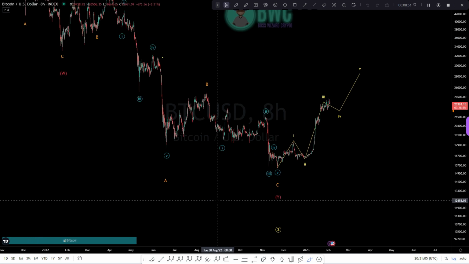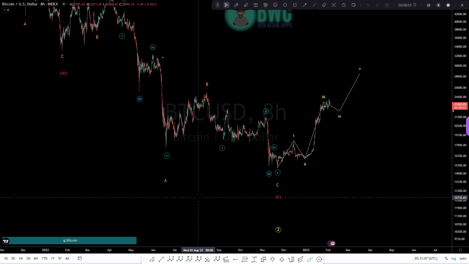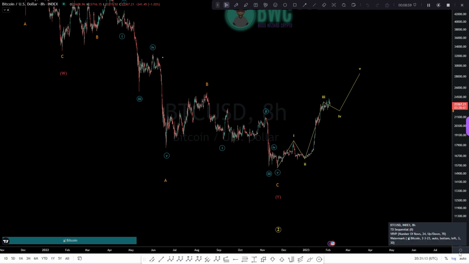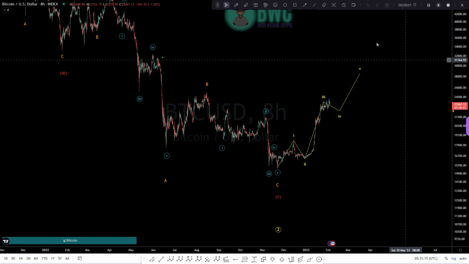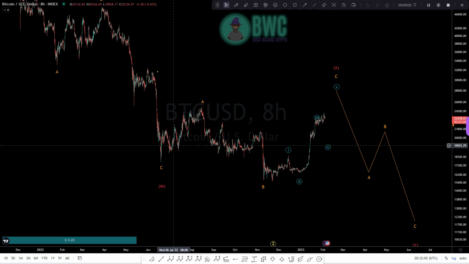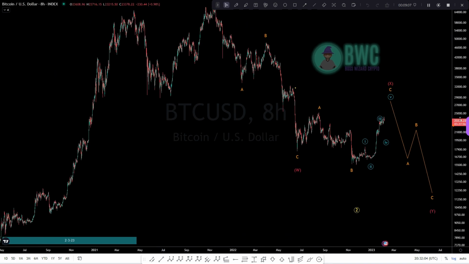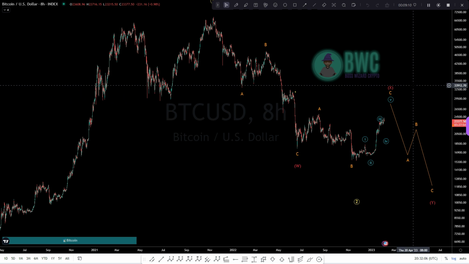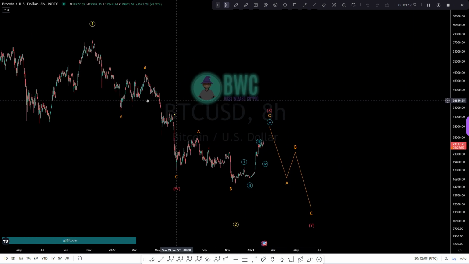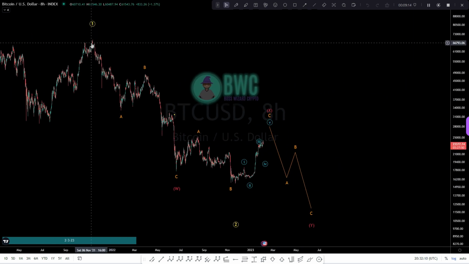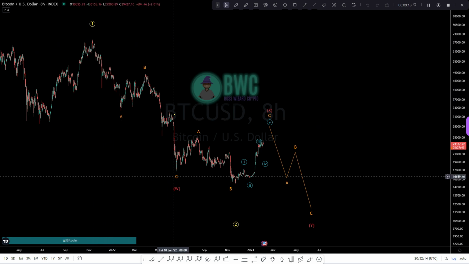So what else could this be though? Because we also need a bear count. Sorry. Let me open my object tree. Give me 1 second here. If the bottom's not in, okay, this is the bear count right now. Essentially, you have all of this is a zigzag, okay?